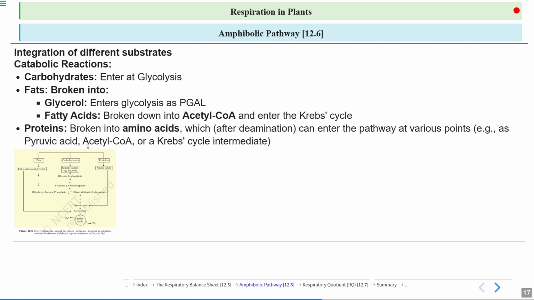Now if we talk about proteins, they are first broken down into amino acids, which after deamination enter the pathway at various points. Here you can see they can enter as pyruvic acid or acetyl coenzyme A, or as a Krebs cycle intermediate.